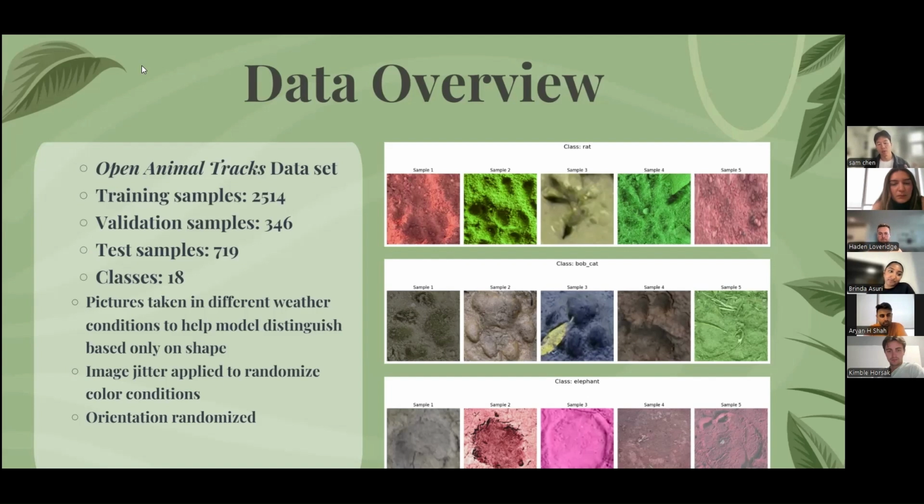And lastly, we also introduced some random orientation into the images. So, for example, not all the animal footprints are upright. Some of them are sideways, some of them go diagonal.